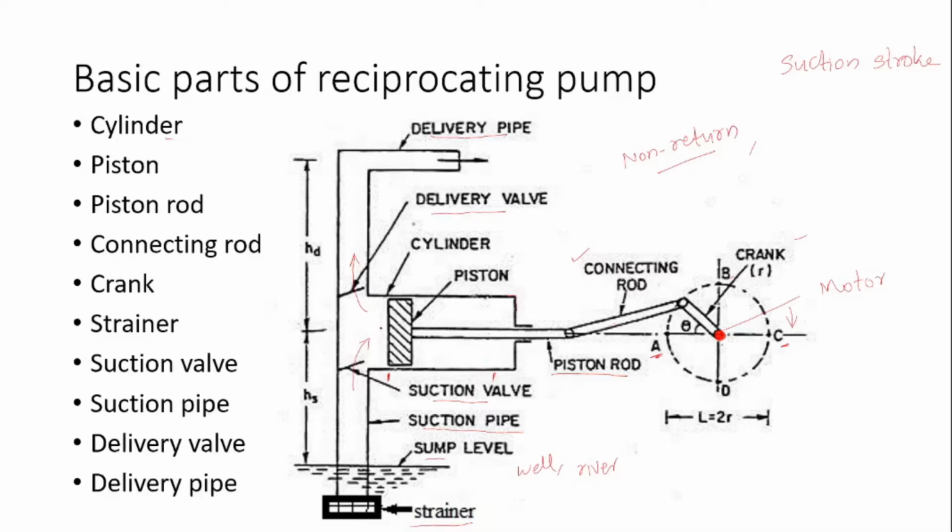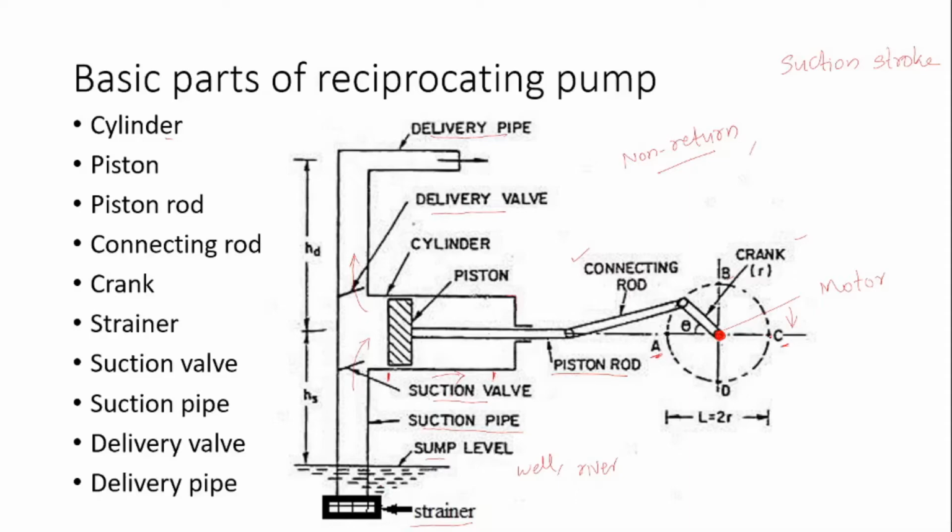During the suction stroke, a vacuum is created inside the cylinder. We know that the delivery valve is closed. It will not allow liquid from the delivery pipe into the cylinder, but the suction valve will open and liquid from the sump will go through the suction pipe into the cylinder when the piston moves from this point to this point, during the suction stroke.